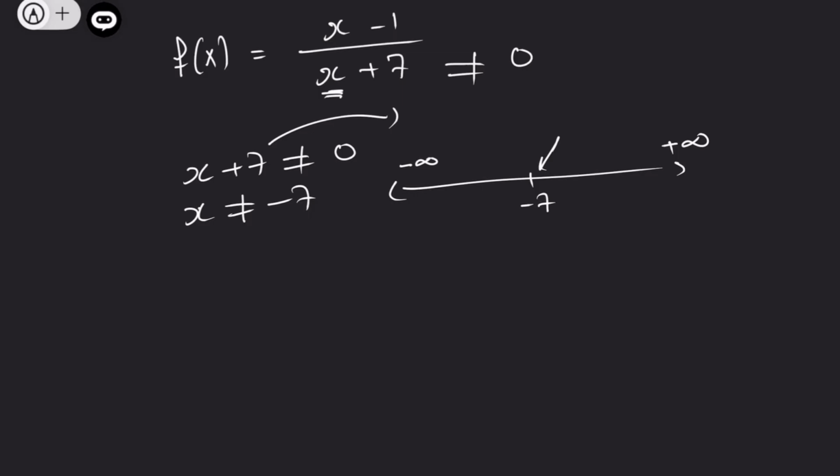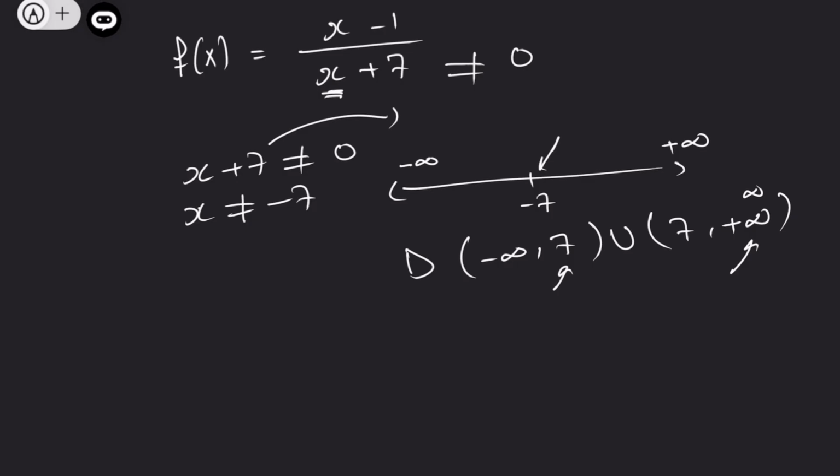Okay, so my domain will start from negative infinity till -7, union -7 till positive infinity, and you can leave it as infinity like this if you want. So all the values, we don't include negative infinity or -7 or positive infinity. This is the definition of the domain for this function.